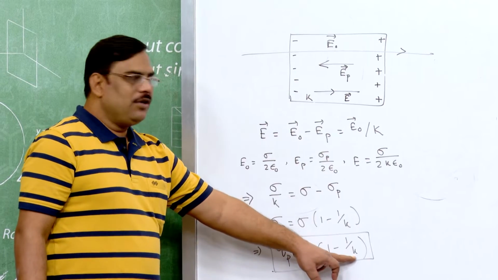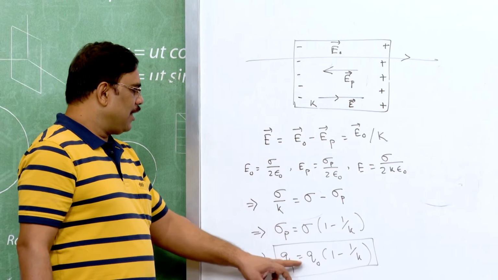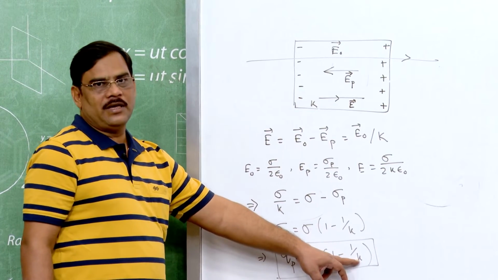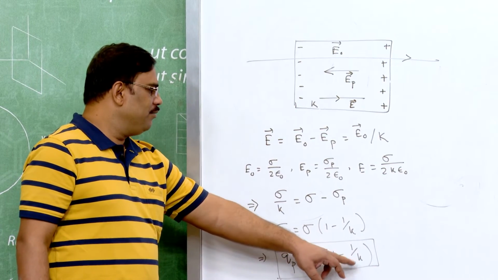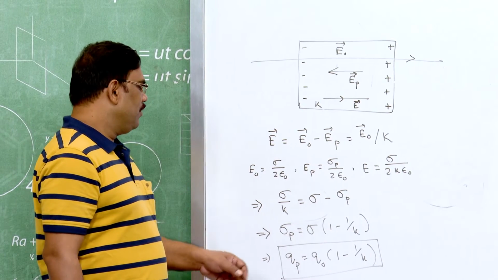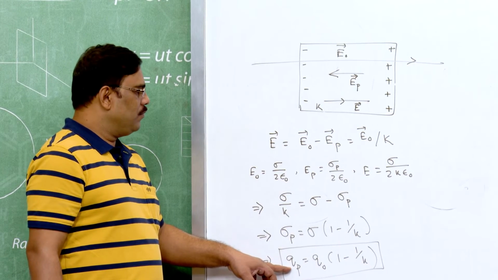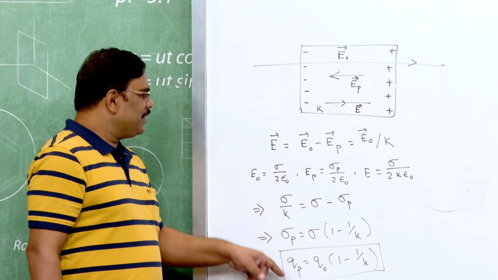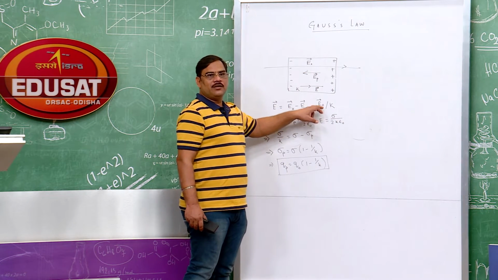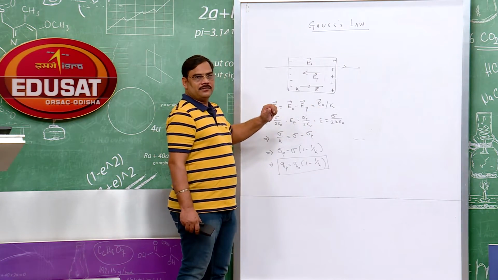As we know, k equals infinity for conductors. So, we will always get charge due to polarization equal to q 0. But for any other dielectric, the value of k ranges between 0 and infinity, so we will get a different value of charge due to polarization. Using this formula E equal to E 0 by k, we can also calculate the potential inside a dielectric.